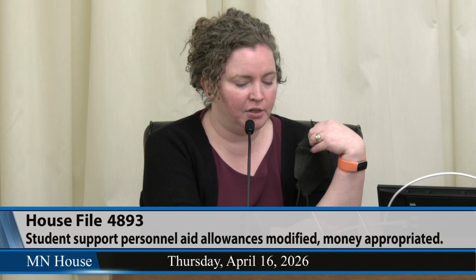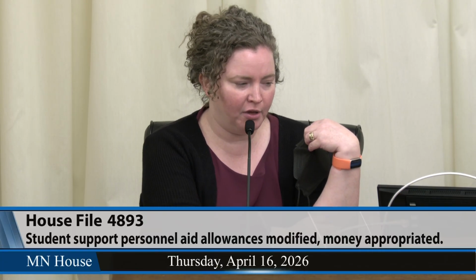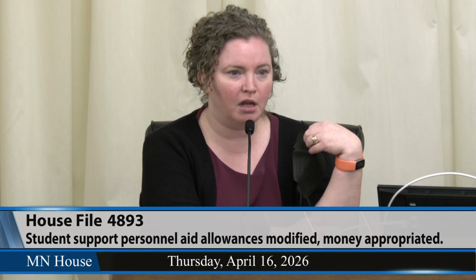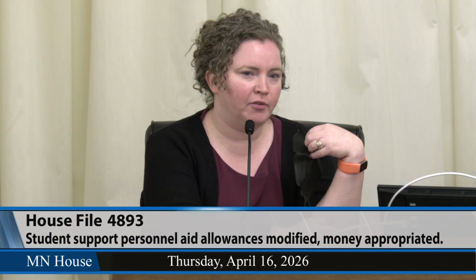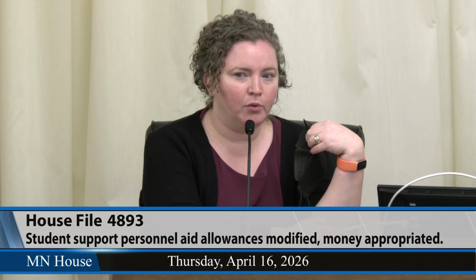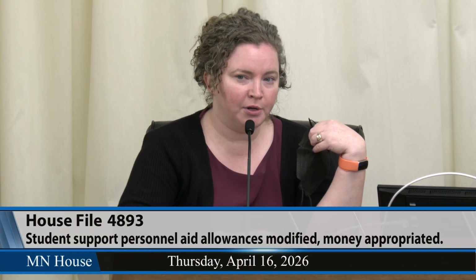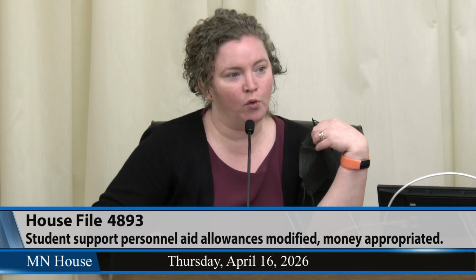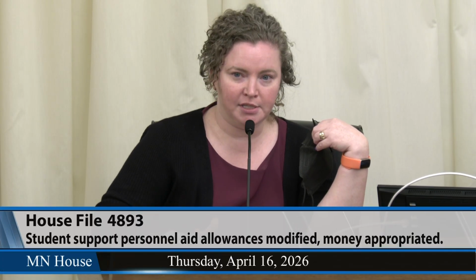I think this is an excellent use of one-time money. From my calculations, this would be about $3 or $4 million to increase funding for our student support personnel. And one thing I want to note, as you can see in the bill language, this would move the current student support personnel aid from $30 to $34 per student. It's about a 10% increase.